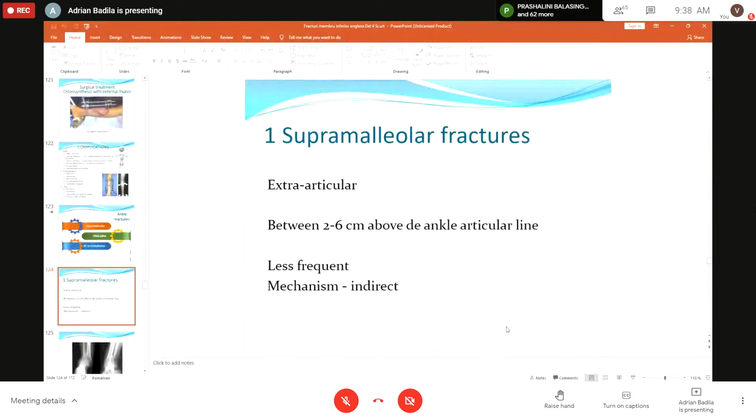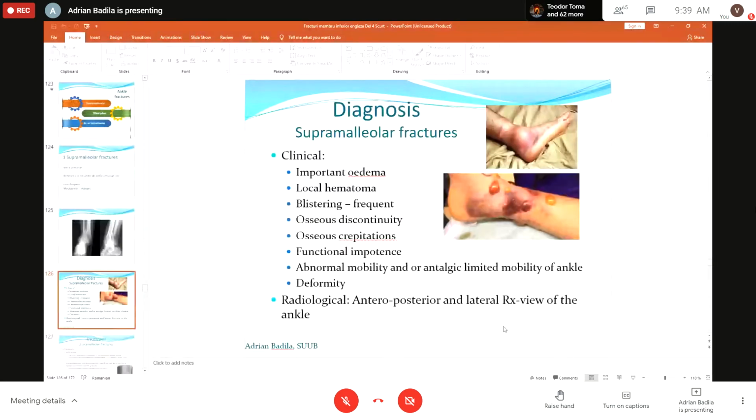The supramalleolar fractures are all extra-articular, and they are located between 2 to 6 centimeters above the ankle joint line. If it is below 2 centimeters, it is certainly a fracture of the tibial pylon. If the fracture is located at more than 6 centimeters above the ankle joint line, it will be classified as a fracture of the tibial diaphysis. These kinds of fractures are rare.